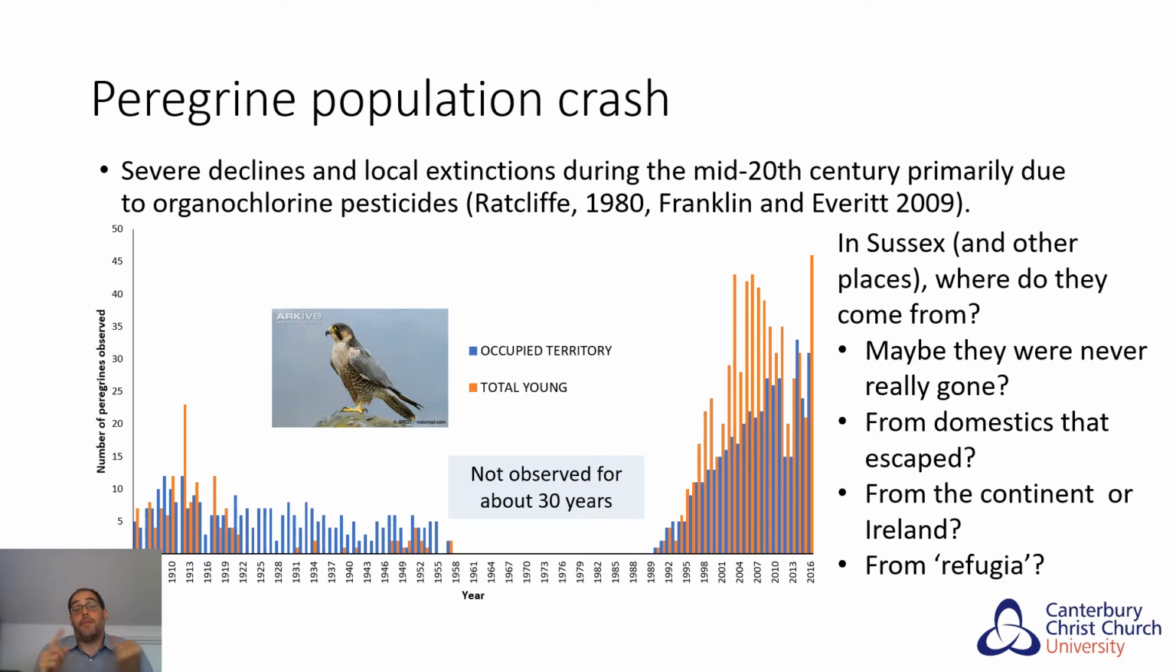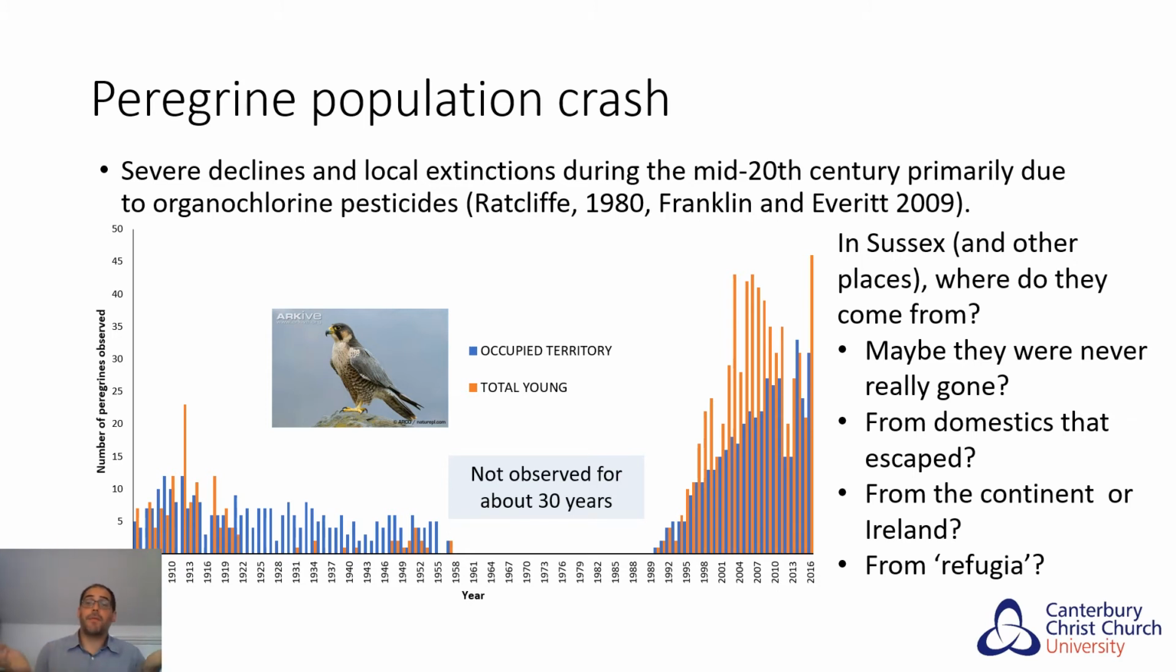It could have reestablished from some animals that escaped from captivity. Sometimes the falconers might lose one of those peregrines, and those peregrines become lost, and they might have established a colony. That's a fair question to ask, right? They could have come from domestics that escaped.